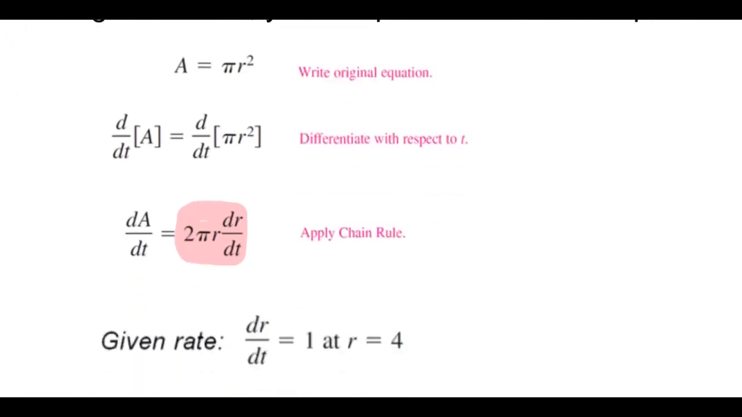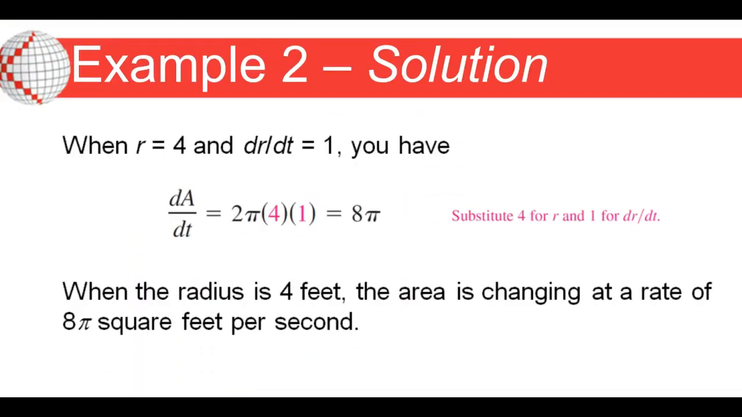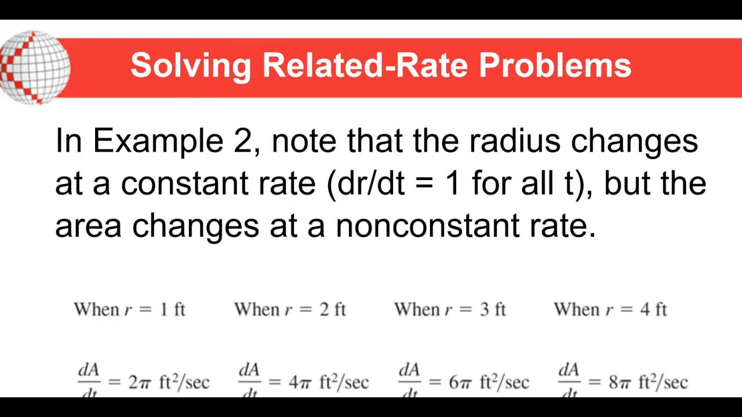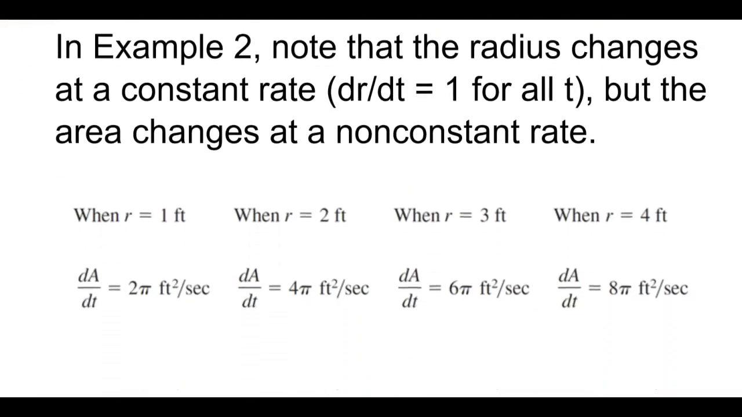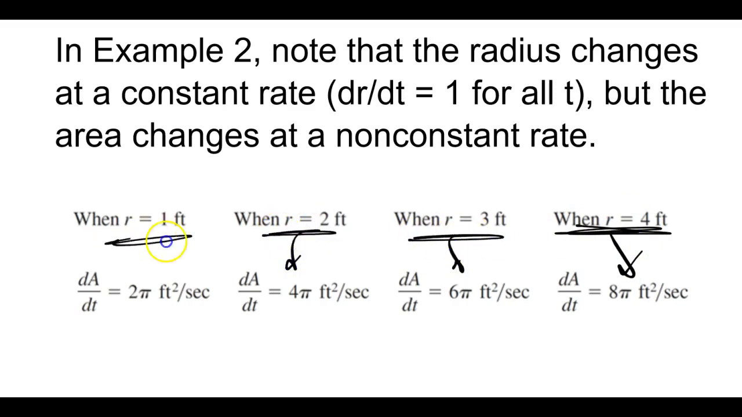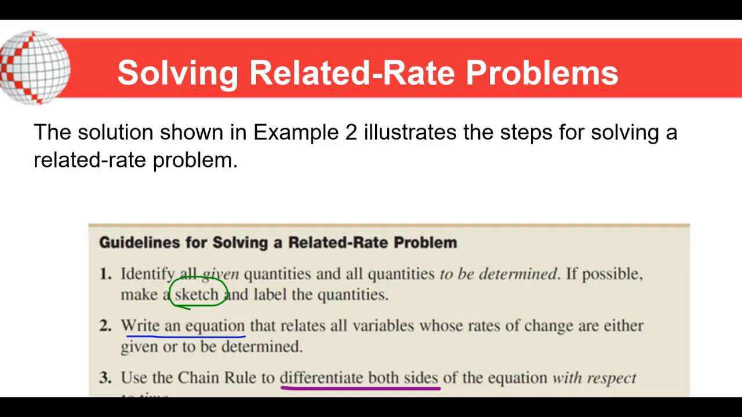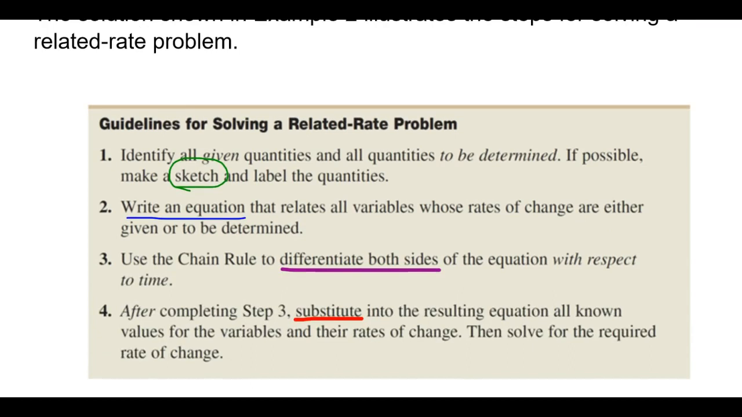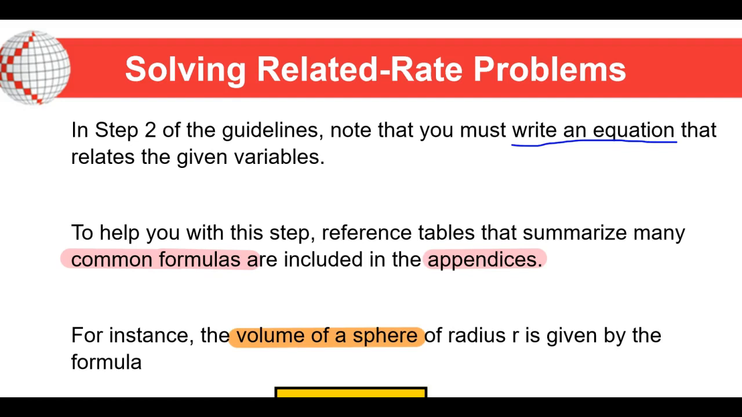And again, here's how the author worked it out, probably better than when I worked it out. There it is, 8 pi. So again, the hard part is maybe trying to come up with the formula that relates the variables together. So we worked this problem, and here are some different answers for different radiuses, and you can kind of see a relationship between those. So as you're going through, you've got to find an equation. Sometimes it's really good to sketch a graph, find an equation, differentiate both sides, and then maybe do a substitution when all is said and done.